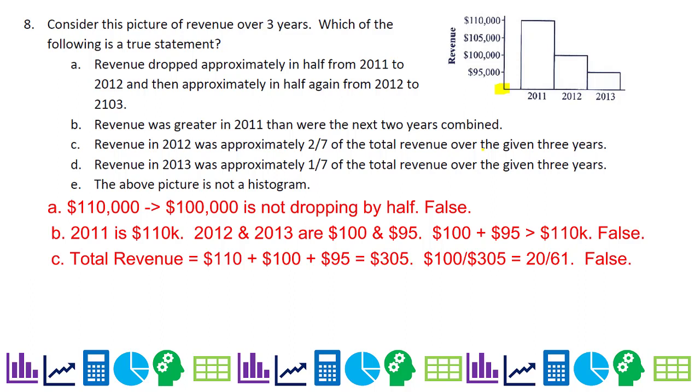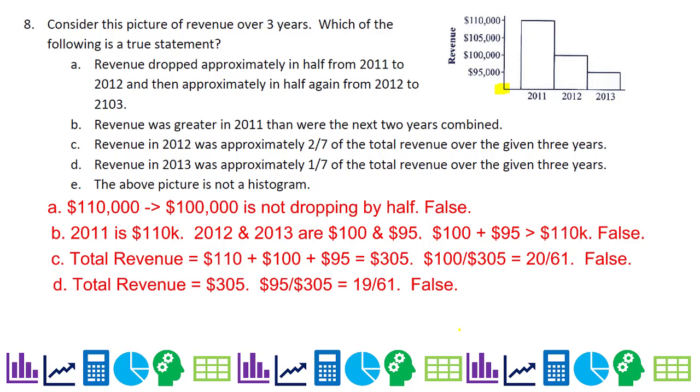2/7. This is a little closer to 1/3, I would say, than 2/7, because what I did is I took the total revenue and added it up. I got 305. Then I took the revenue in 2012, which was 100, divided, and I'm getting about 1/3. So I'm going to say no, not quite.